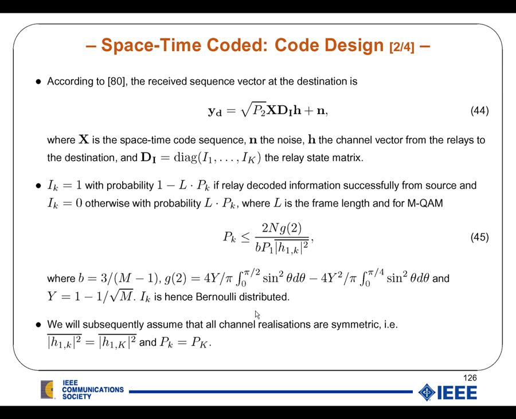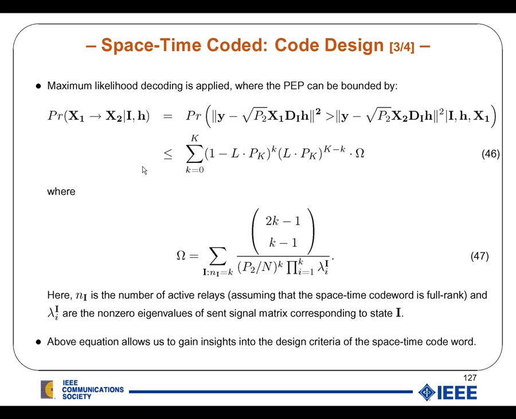Therefore, IK will be Bernoulli distributed, which allows us to derive a few interesting insights. So let's derive now the maximum likelihood decoding probability that we make an error. We try to get the PEP, the probability that I transmit X1 but receive X2, given channel state matrix I, a relay state matrix I, and channel realizations H, and that will be exactly the probability that the Euclidean distance for the received signal will be bigger than for what had been sent, given these state matrices here.